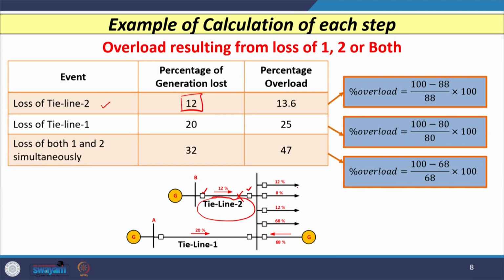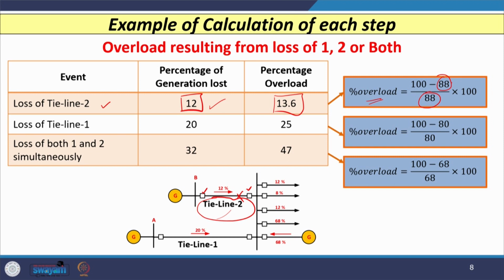In that case, the percentage of overload would be, let us say 100% load is there, minus the power input. As there is a loss of 12% load, this would be 88, and the power output is also 88. So, you will have the percentage overload, that is 13.6%.